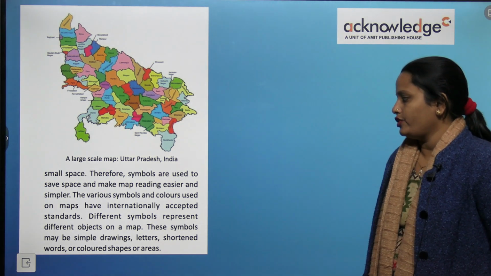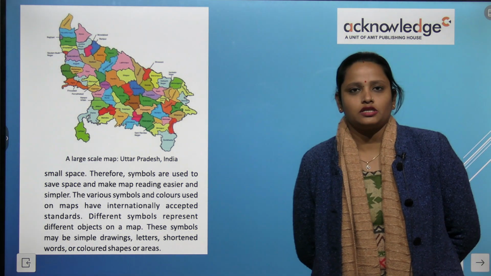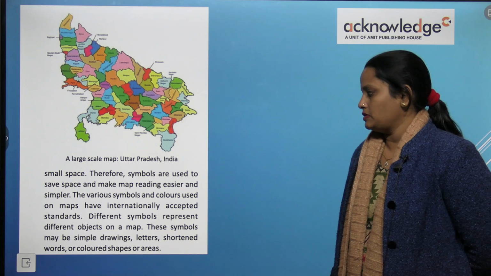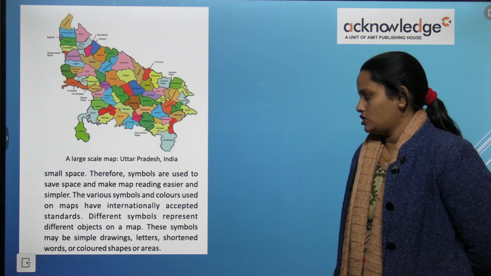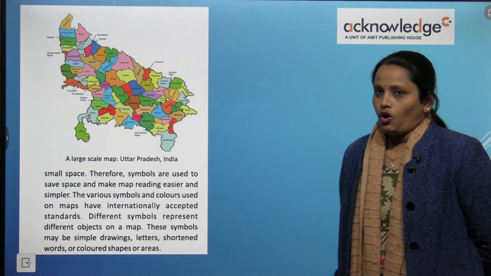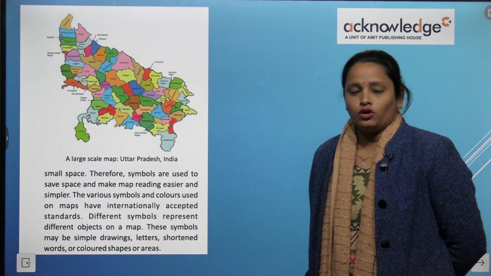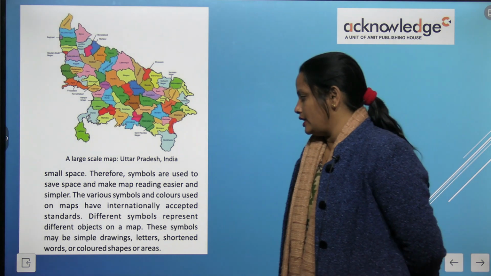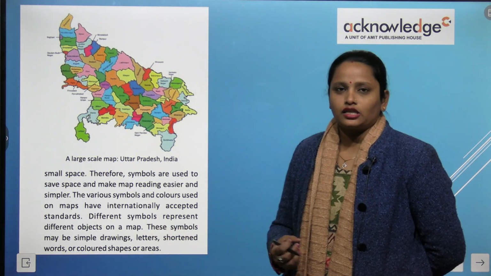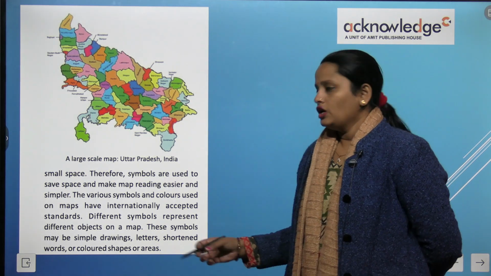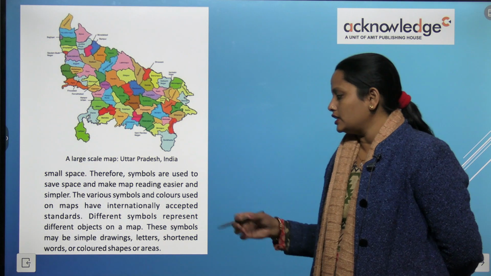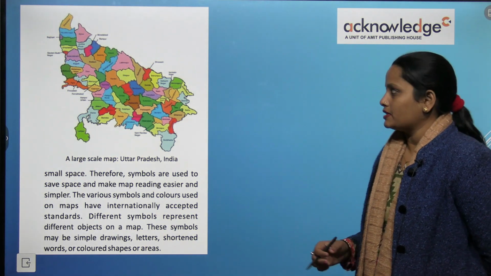Different symbols represent different objects on the map. जो अलग अलग symbols है वो अलग अलग objects को represent करते हैं map में. These symbols may be simple drawings, letters, shortened words or colored shapes or areas. So map को elaborative बनाने के लिए जो है बहुत सारे symbols का use होता है. जैसे कि कुछ drawing use की जाती है, कुछ letter को use कर दिया गया, कुछ words को short करके लिख दिया गया, कुछ colored shapes डाल दिए गए ताकि area को easily पहचाना जा सके.